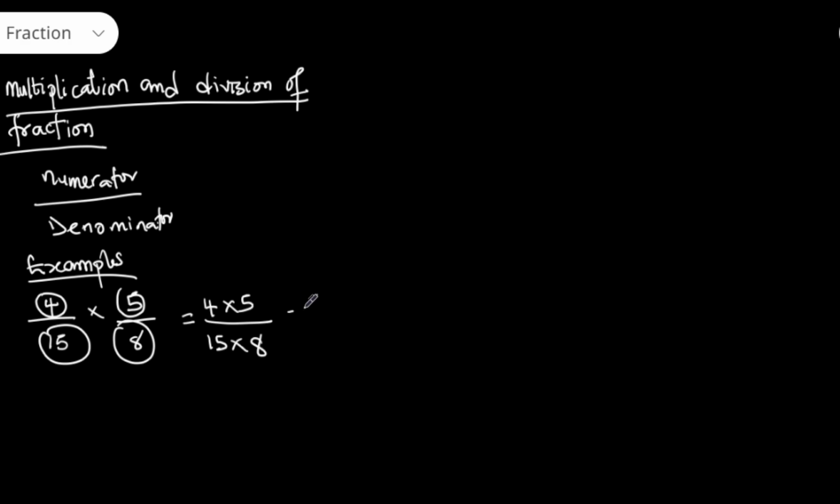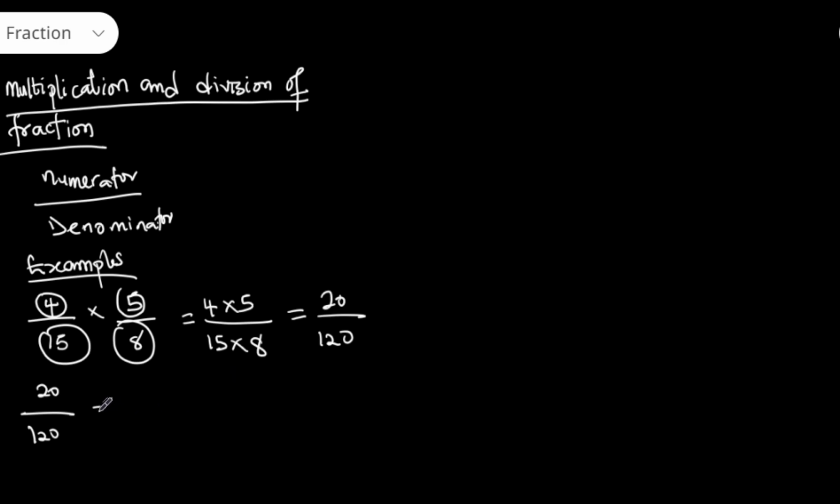Now, this will give you 4 times 5 is 20. 15 times 8 is 120. The next thing we are going to do is simplify 20 and 120. I taught you how to simplify 20 and 120 in our last video, where we have 20 over 120. I know you would want to say easy, just cancel out 20 and all of that. However, we're making it very simple and easy for anyone to do.